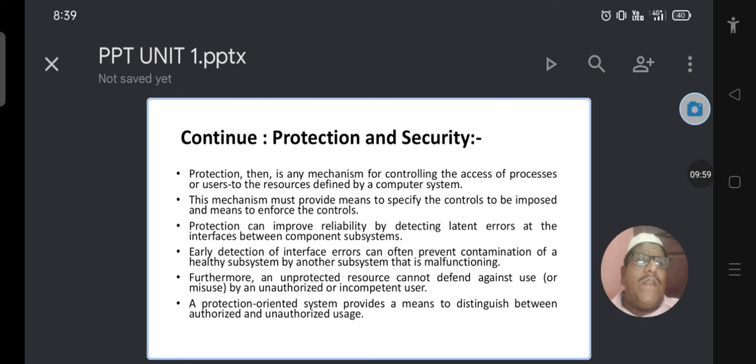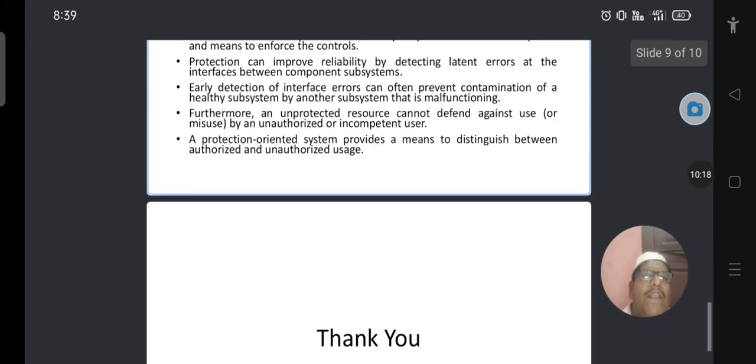A protection-oriented system provides a means to distinguish between authorized and unauthorized usage. Thank you, dear students. Now the session is over, from the subject operating system. The topic was storage management and protection and security.